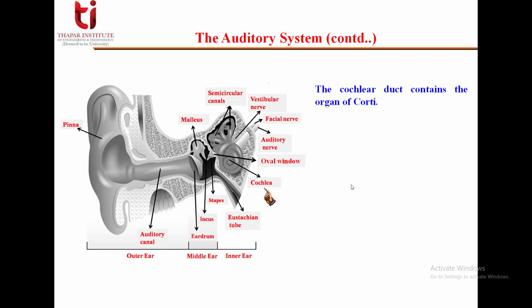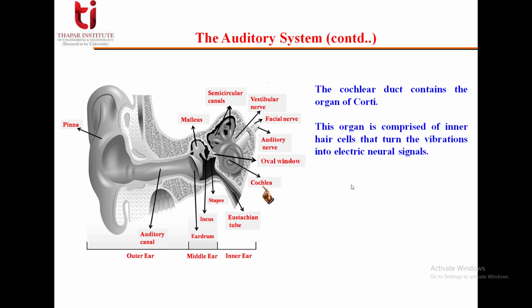So this cochlear duct contains the organ of Corti. This organ is comprised of inner hair cells that turn the vibrations into electric neural signals. So here basically the conversion of mechanical into electrical occurs.